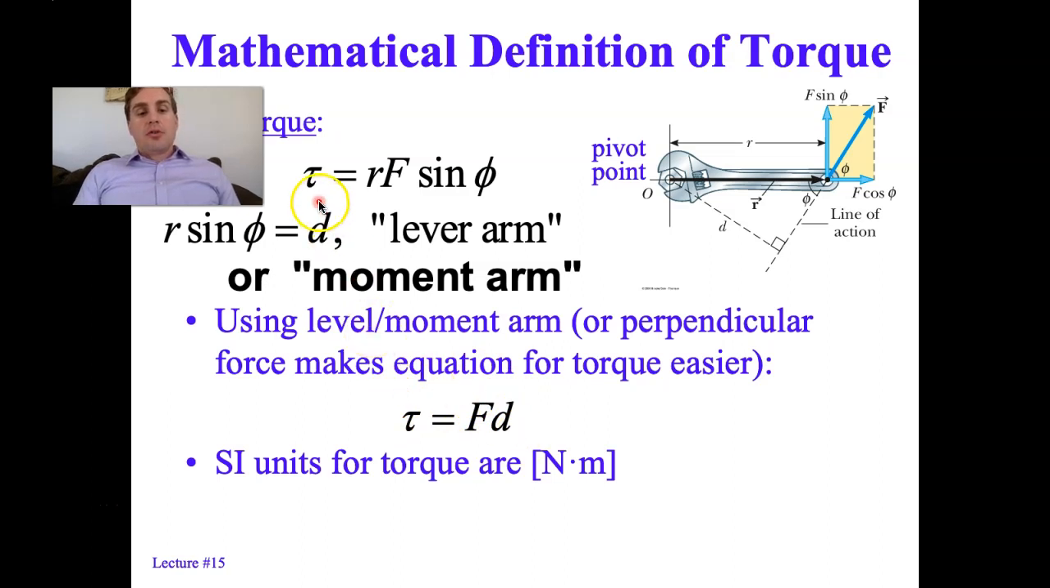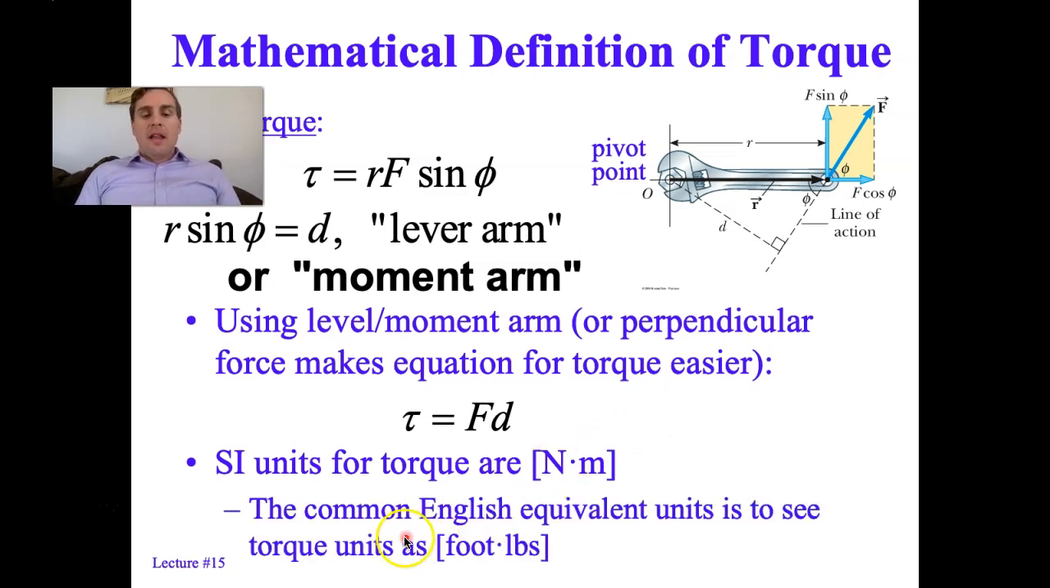Now, what are the units for torque? Notice that sine of phi is a pure number, if there is a non-zero sine phi. But notice that force is in newtons, and radius, or lever arm for that matter, is in meters. So the units for torque are newton meters. So I'm not saying joules, I'm saying newton meters. Okay? It's not energy, this is force at a radius.